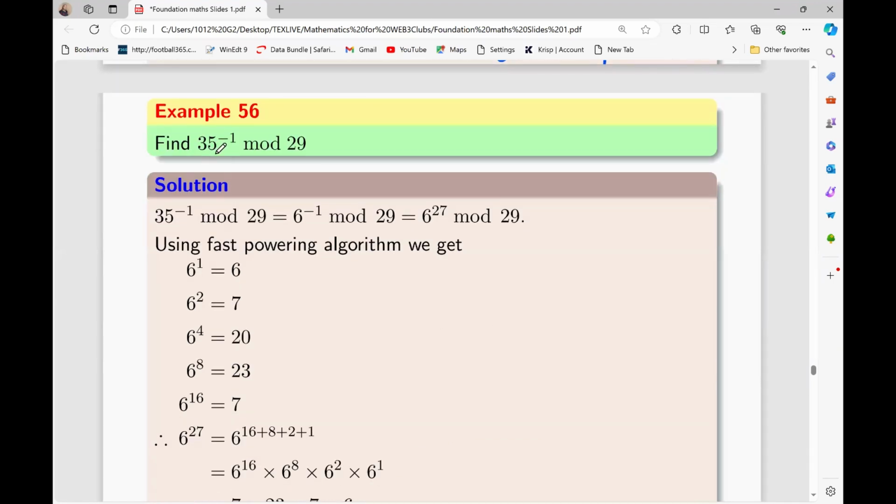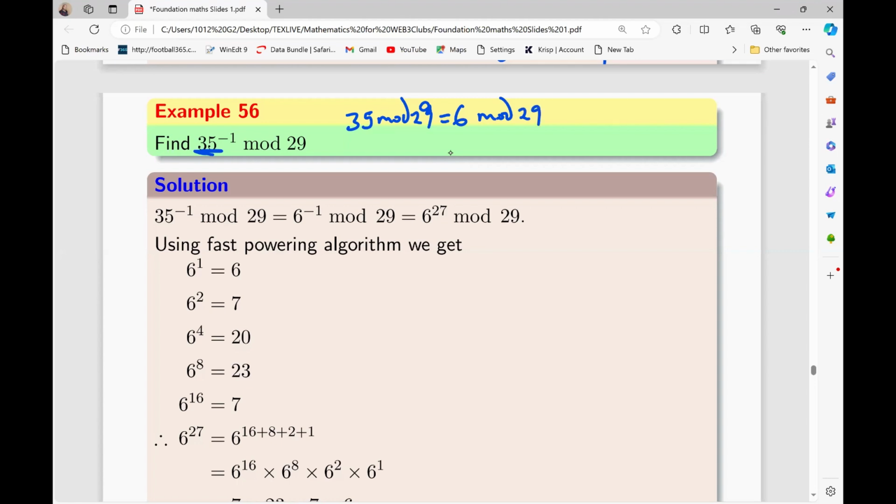Now, I want the inverse of 35 mod 29. This number is bigger than 29, so we begin by reducing it. What I know is that 35 mod 29 is just the same as 6, because 29 into 35, the remainder will be 6. These two are giving us the same remainder.